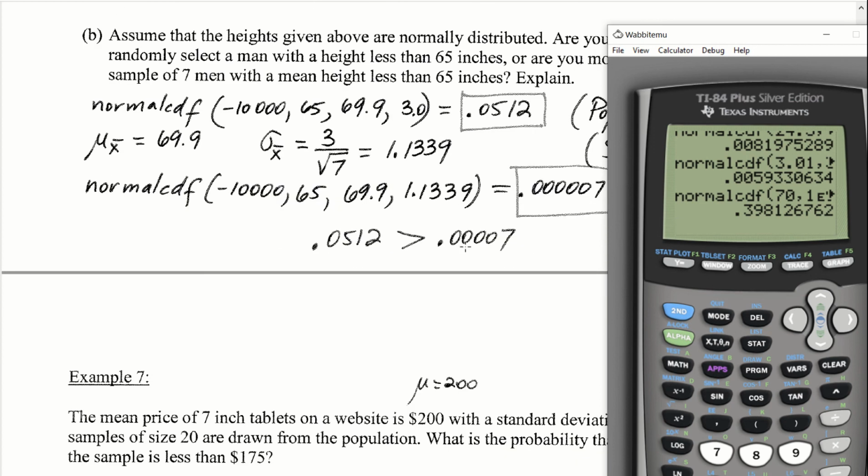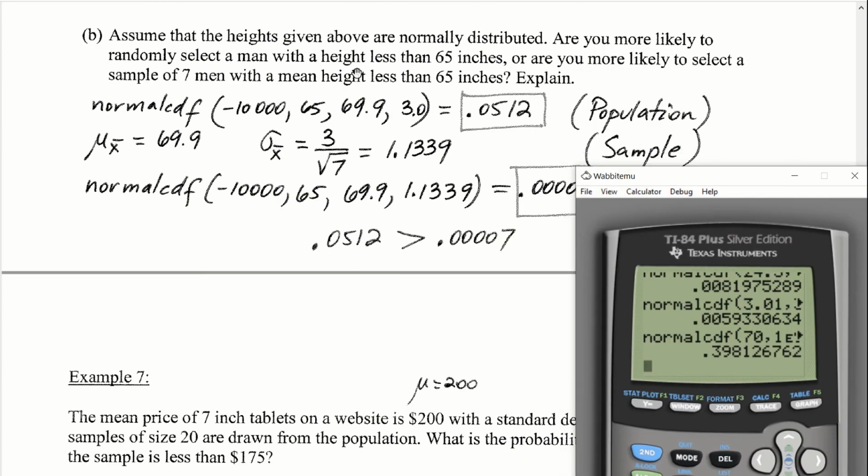Let's take a look at the follow-up part B. Assume that the heights given above are normally distributed. So again, assume that the original population itself had values that were normally distributed. The question asks, are you more likely to randomly select a man whose height is less than 65 inches, or are you more likely to select a sample of 7 men with a mean height less than 65, and then to explain? So if we're asked to judge the likeliness of 2 events, we want to compute the probabilities.